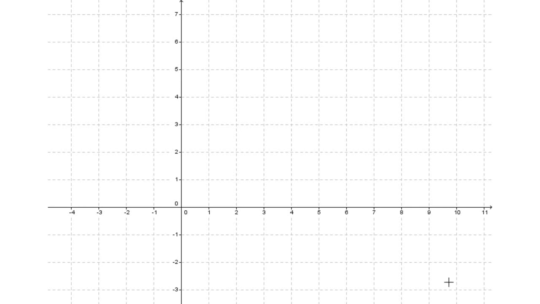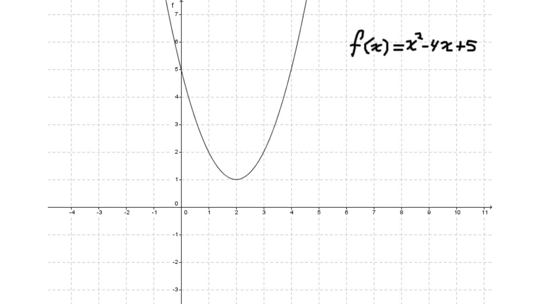Okay, let's study the problem of the area under the curve. We have no formula to compute the area when one side of the figure is a curve. Suppose the curve corresponds with this parabola, a function f of x equals x squared minus 4x plus 5. Our goal is to determine the area under the curve.